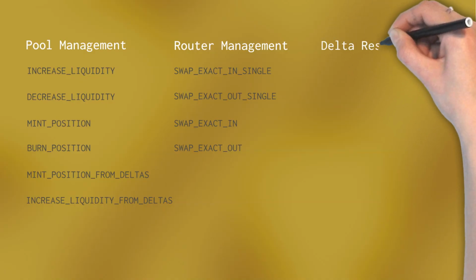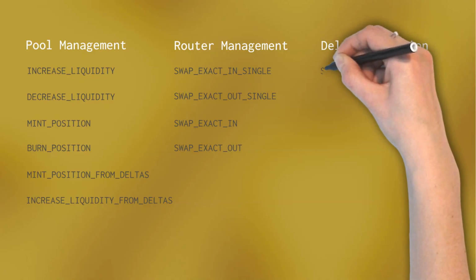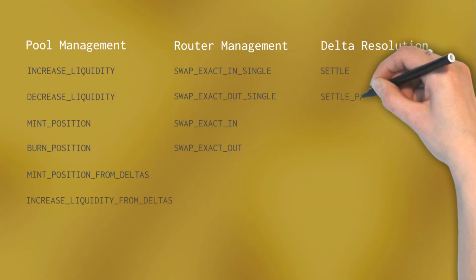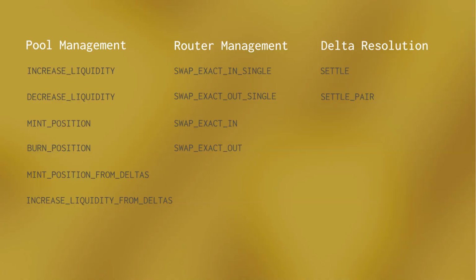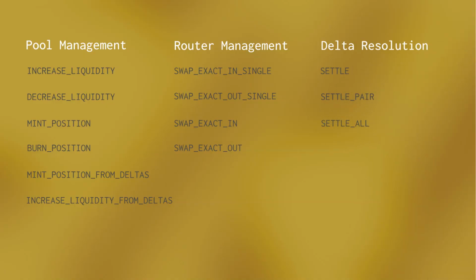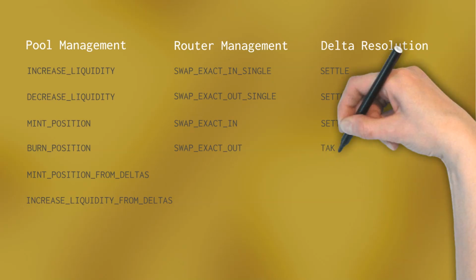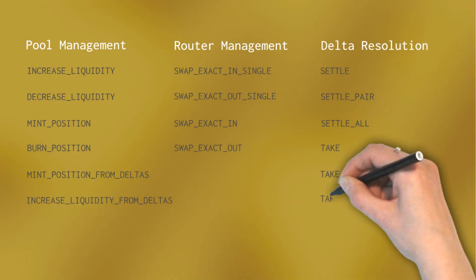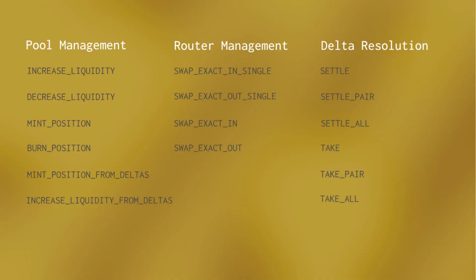Third category we have is the delta resolution. The settle action is where you pay off one token to the pool. Settle pair is where you pay off both tokens involved in the transaction to the pool. Settle all is where you pay off all tokens involved in the transaction to the pool. Take is to withdraw one token from the pool. Take pair is where you withdraw both tokens from the pool. Take all is where you withdraw all tokens involved in the transaction from the pool.